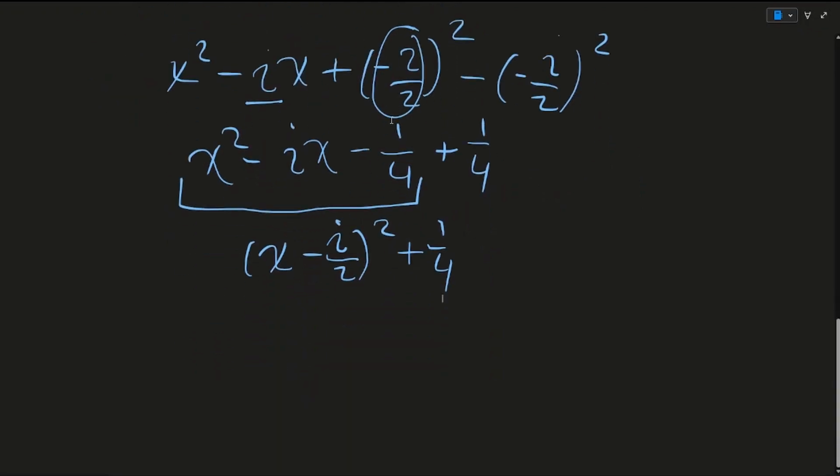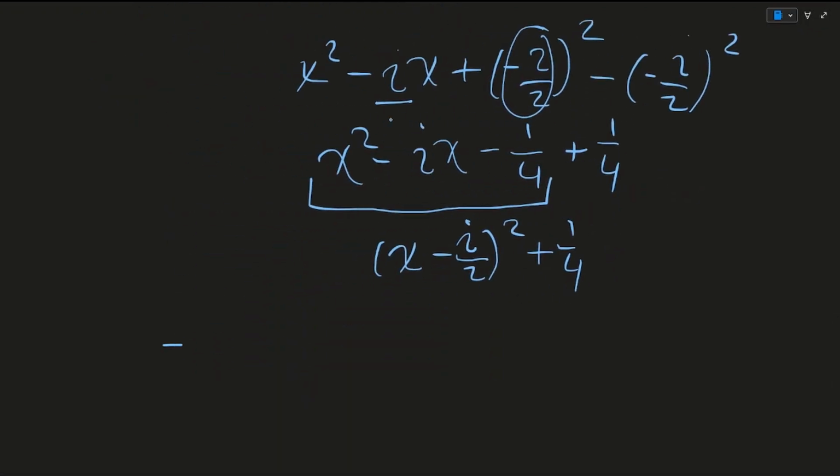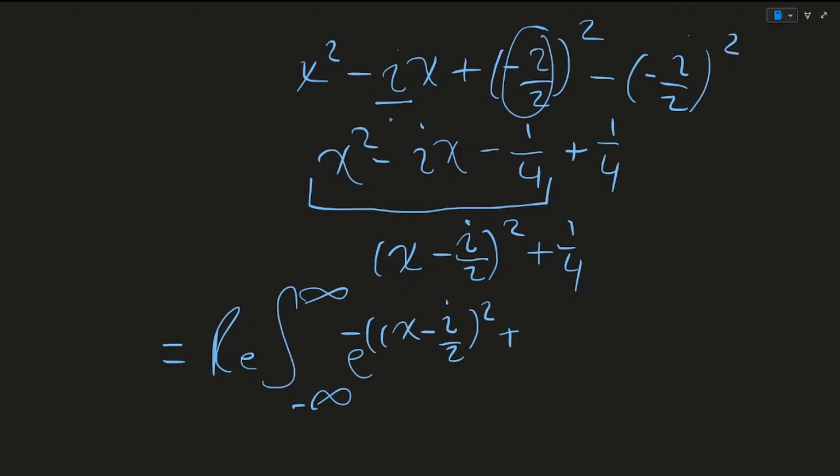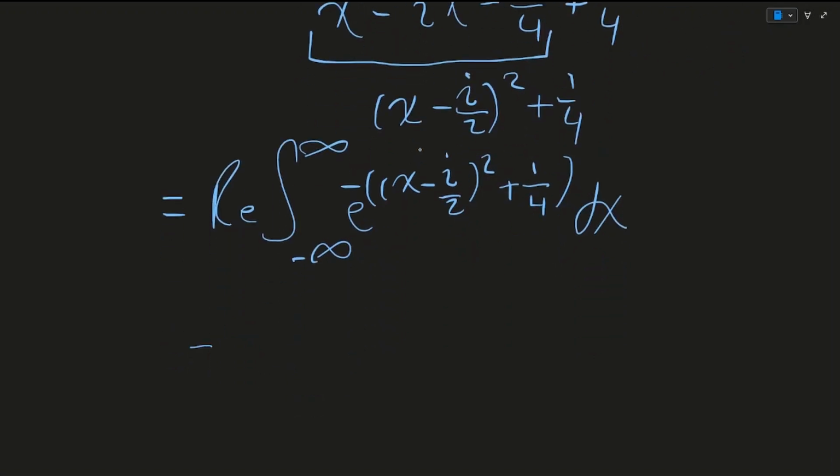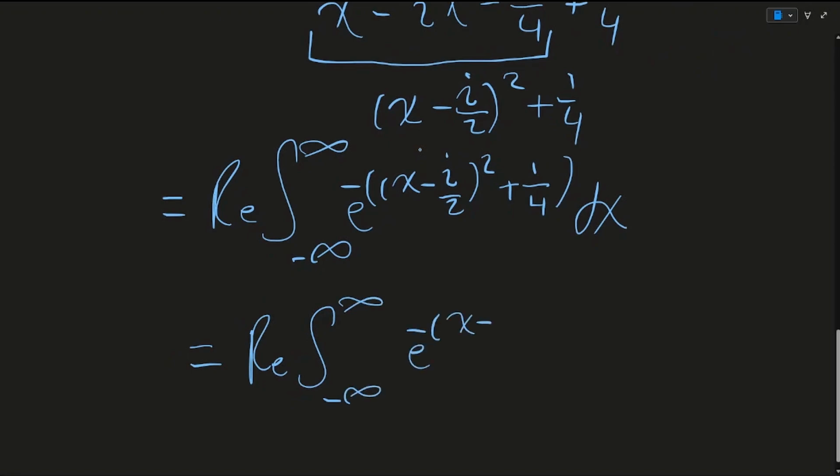And now our expression becomes the real part of the integral from negative infinity to positive infinity of e to the negative x minus i over 2 squared plus 1/4 with respect to x. And now when you carry over the negative, we have the real part of the integral from negative infinity to positive infinity of e to the negative x minus i over 2 squared minus 1/4 dx.